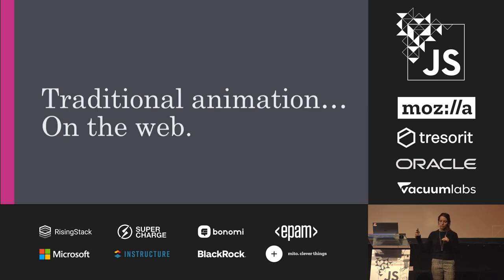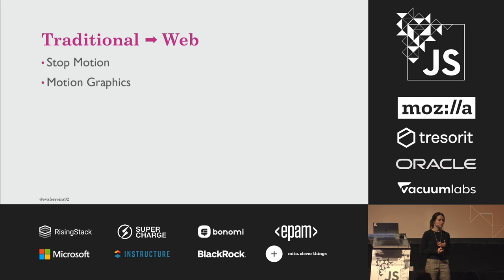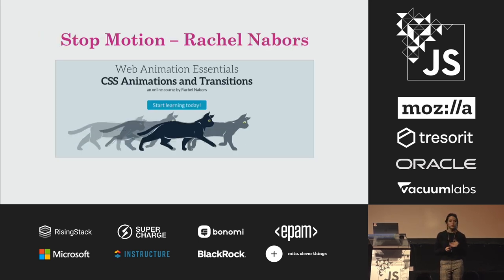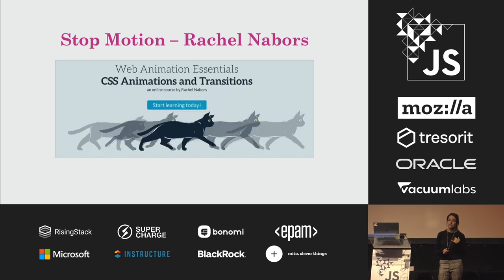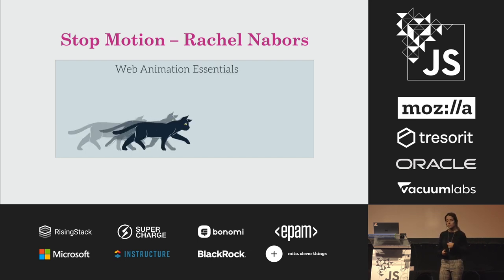I took a look at what we have right now in the web of traditional animation. Because once again, we keep on bringing things from traditional animation, from movies and from cinema into the web, and it's really interesting how far we have gotten. For example, we can do stop motion and motion graphics on the web. If you are into learning stop motion, you should Google Rachel Nabors, because she's an amazing teacher and she has so many videos online and courses as well teaching how to make stop motion animations on the web.